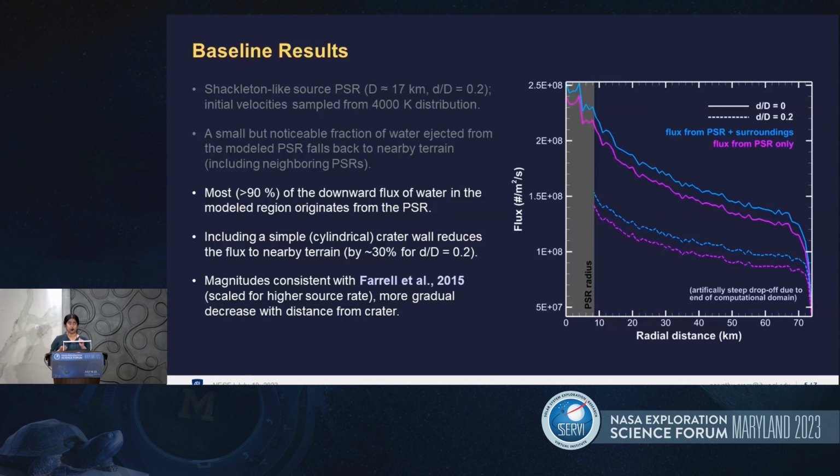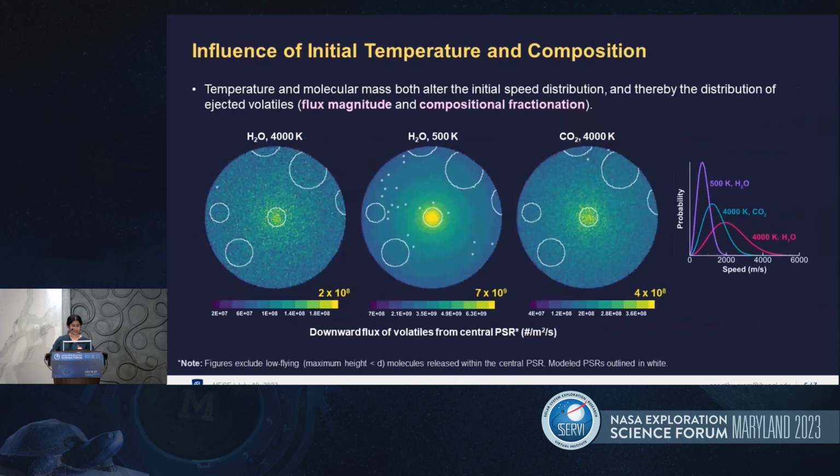In terms of comparing to previous work, the magnitudes that we see here are comparable with the earlier Farrell et al. work if you scale those to account for a higher source rate, which we think may be the case. One of the things that's different is that we see a more gradual drop off in the flux with distance from the crater than Farrell et al. did, and that might be due to some of the specifics in how we set up the simulation. And I'm happy to talk more about that if folks want to get into that.